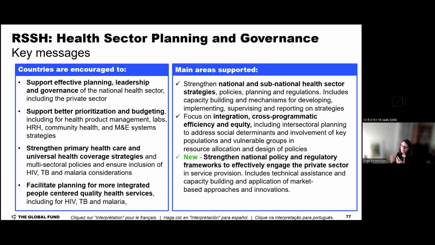And finally, coming back to the more integrated people-centered quality health services, we would like to facilitate planning for this within these different types of strategies. So if there's a need for it, it is eligible for Global Fund funding. Next slide, please.